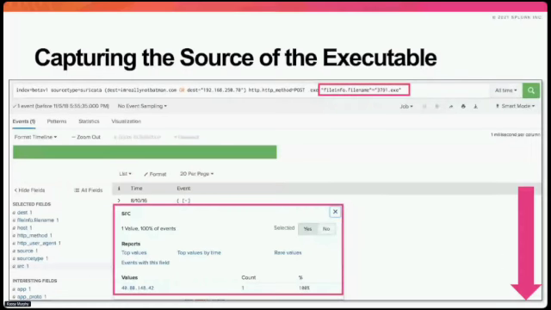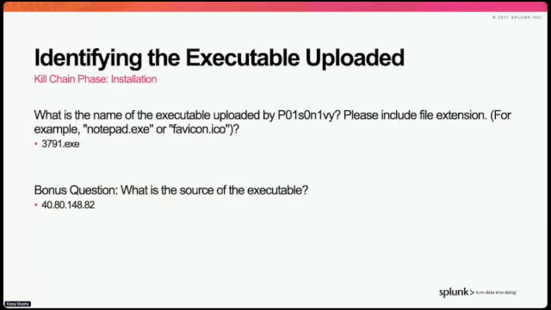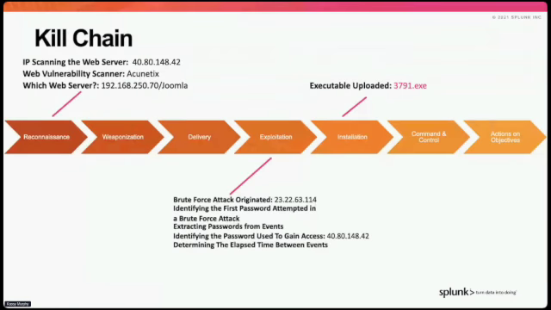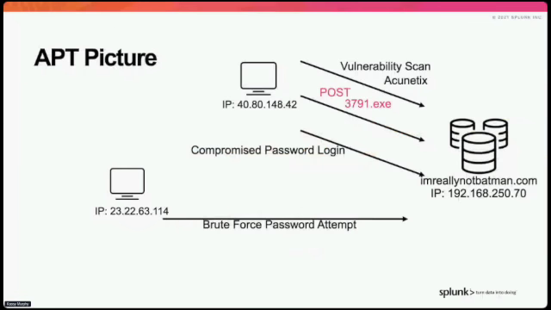If we click on the source field over on the left, I'll see my source of 40.80.148.42. This address, of course, has been associated with other stages of this attack, so that helps drive our confidence that this is probably our file of interest. So it's going to be the 3791.exe, and the source is going to be that 40.ip. We're just adding that to our kill chain here for the installation phase, because that is the actual executable that was uploaded and installed on our web server. And I've simply added it here to my APT picture as well, coming from the 40.ip address.